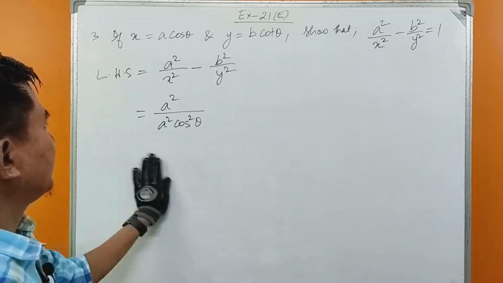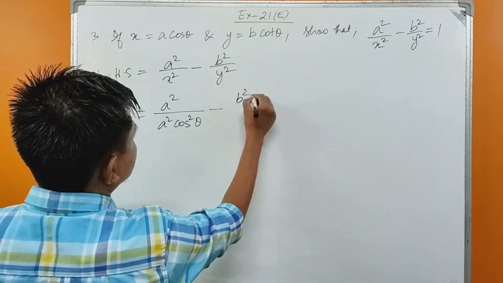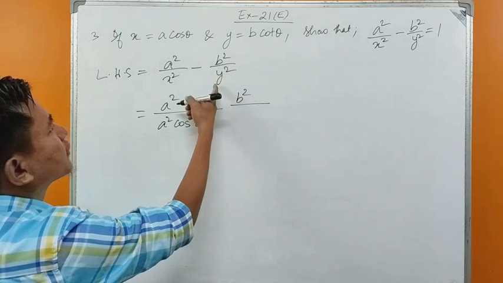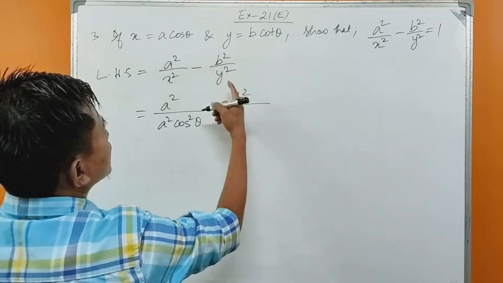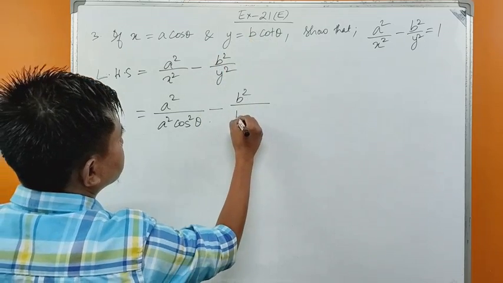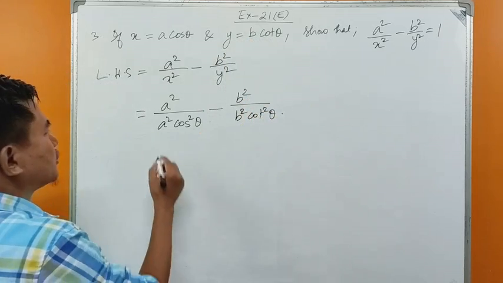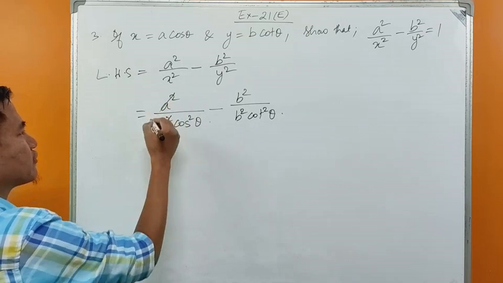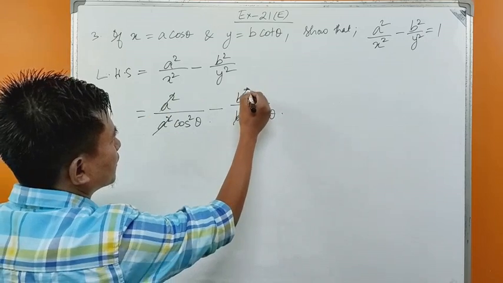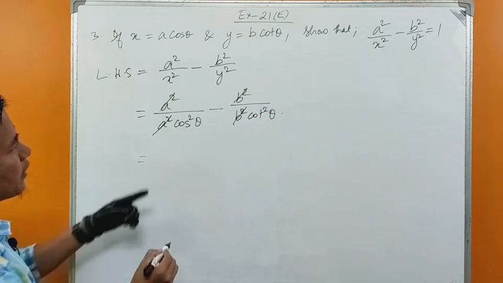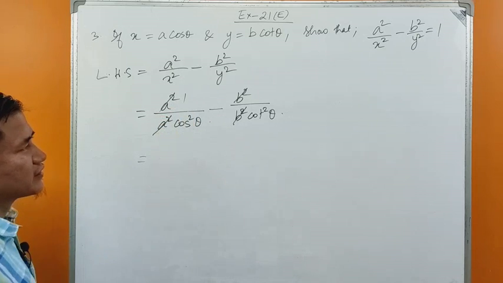Now minus B square we copy as it is in the numerator, and in the denominator we have Y square. What is the value of Y? Y is B cot theta. So Y square means B square cot square theta, isn't it? So let's cancel this A square and A square from the numerator and the denominator. Similarly, we can cancel this B square and B square. So we have 1 upon cos square theta here, 1 upon cos square theta, isn't it?